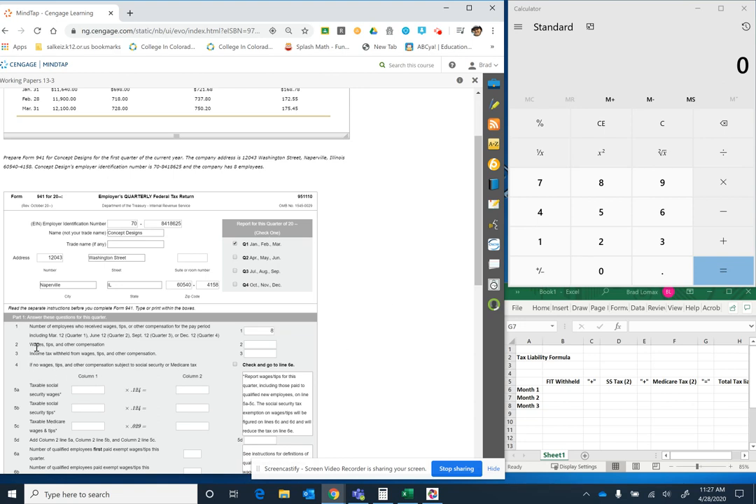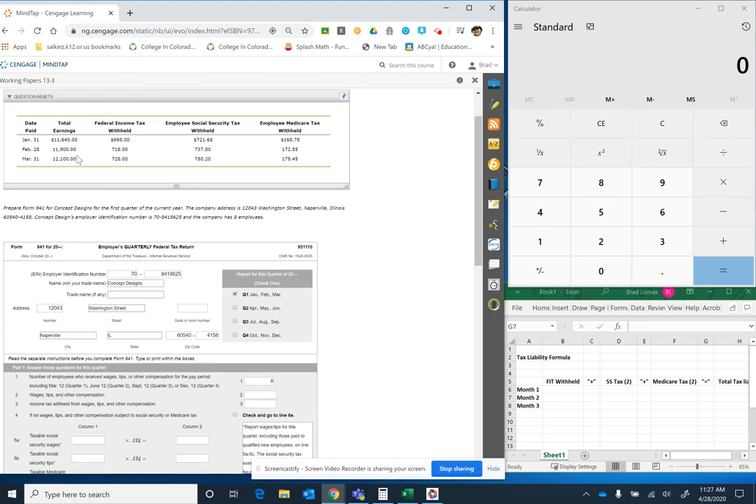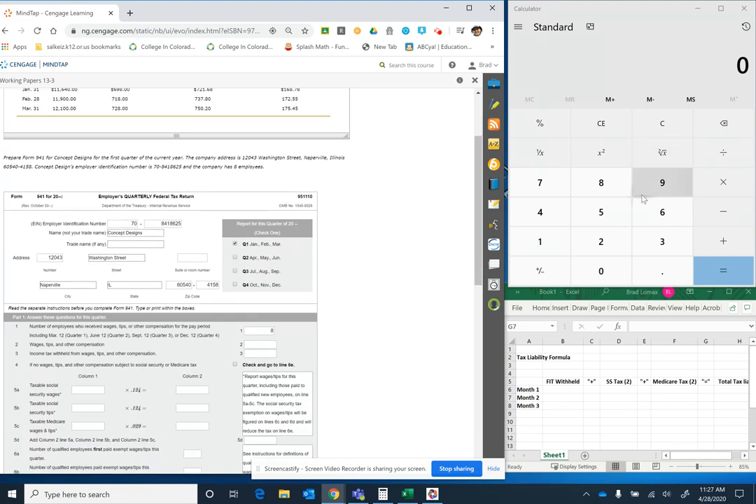Next thing we've got is what are the wages and tips and compensations for this period? So what we're going to do is we're going to add up all of our total earnings. We're going to add that up here on this calculator. So we'll start with January's. We have $11,640 and no cents plus $11,900 no cents plus $12,100. And that comes out to be $35,640. So we're recording how much wages we made during this month.